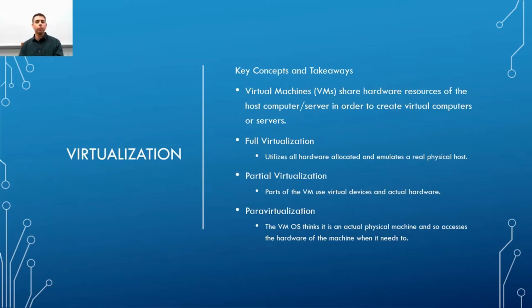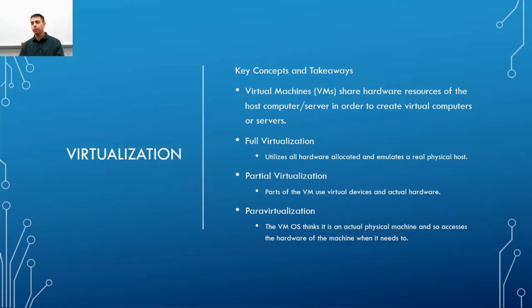So the difference is, full virtualization utilizes all the hardware allocated to a VM, and it emulates a real physical computer. And again, the key is it utilizes all of the allocated hardware to that VM. Partial virtualization, parts of the VM use virtual devices and then actual hardware. So in some cases, and this is actually fairly common, you have, let's say, a CD drive attached to your VM, which in reality is just an ISO file that gets created. That's kind of a good example of using virtual devices.